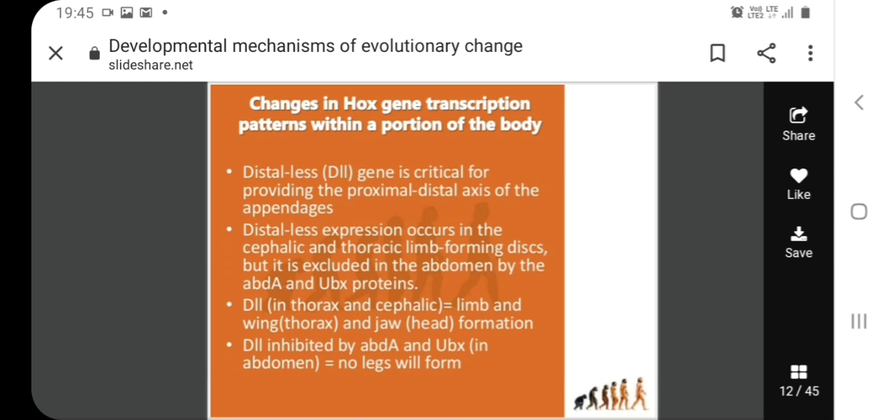Meaning of repression is to suppress or not allow to express. So when the distal-less is not repressed, यानी जब उसे दबाया नहीं जाता, तो it results in the development of distal appendages.